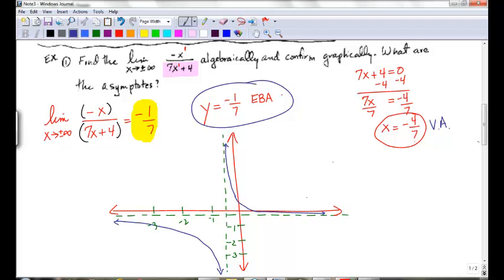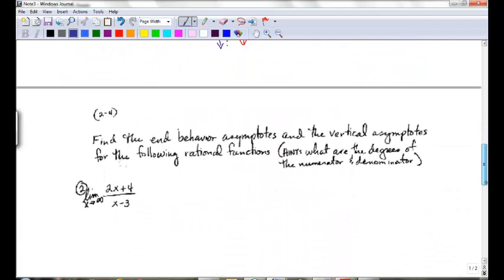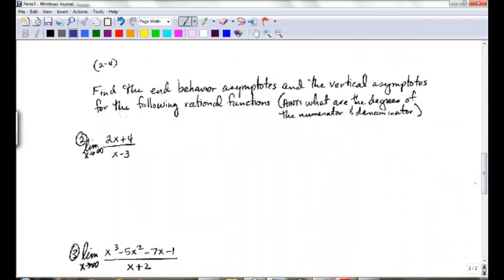Look at number 2. Hopefully I ran off the right ones, because the first time I printed this, I forgot the limit symbol. You need to have that limit symbol in there. It says find the end behavior asymptotes and the vertical asymptotes for the following rational functions. Your vertical asymptotes always come from the denominator. So on this one, x can't be 3, so x equals 3 is going to be your vertical asymptote.